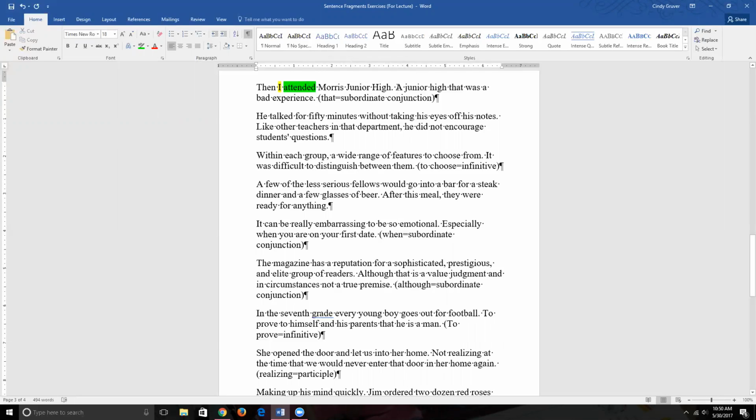Now let's see if our second sentence is also a sentence. A junior high that was a bad experience. Well, we do have a subject, so we are good to go with that. And we actually do have a verb, but unfortunately it's not the verb of the sentence. We see this word that here.